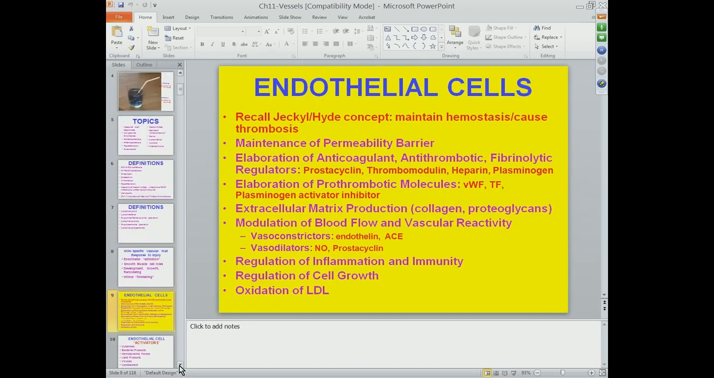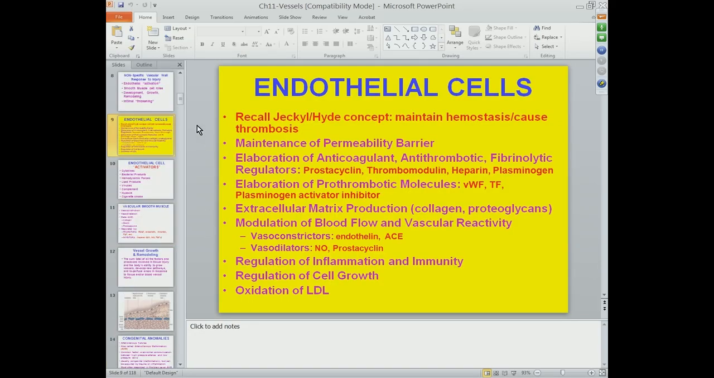We're going to have to give you a yellow slide here, which means, number one, there's a lot of junk on it, but number two, I think you should really know all this stuff. That's why I put the yellow background. And if you recall, once again, the Jekyll-Hyde concept, you know, in the resting, unactivated state, the endothelial cells do a lot of things to maintain hemostasis, which is the opposite of coagulation, right? Now, when they're activated, they then do a whole bunch of other things to cause or enhance thrombosis.